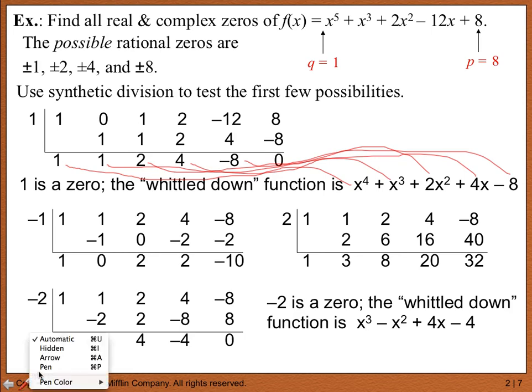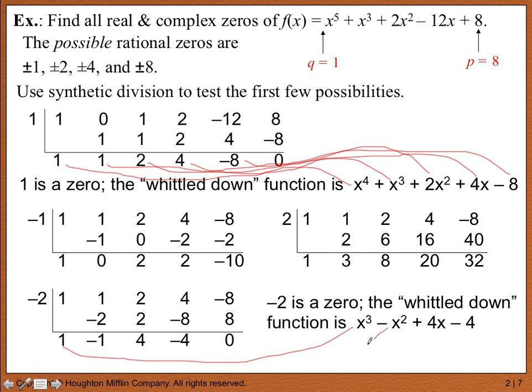And that comes from this 1 in front of the x cubed corresponds to that 1. This negative 1 in front of the x squared corresponds to that negative 1. This 4 in front of the x corresponds to that 4. And this negative 4 corresponds to that negative 4.